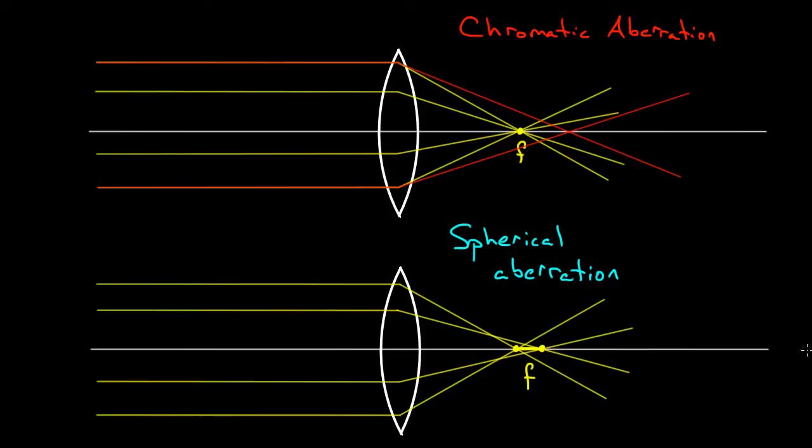And blue rays, blue gets bent more. Higher frequency light gets bent more. And so you'd get these colors separating. So this is another problem with spherical lenses or any type of lens, is you might get some sort of chromatic aberration. So these are things to look out for if you're trying to create a precise optical instrument.